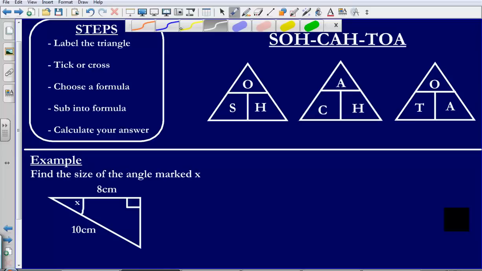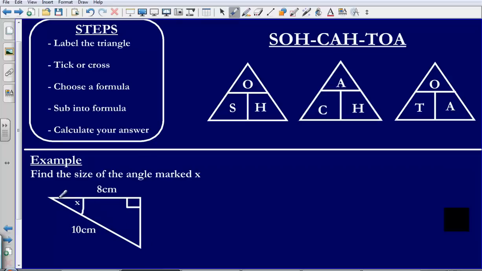First off, we need to label our triangle. So in order to do this, first of all, I need to work out where is my hypotenuse. My hypotenuse is my longest side of the right angle triangle. So that side there is my hypotenuse. Then this side here is my opposite. The opposite is opposite where the angle is. Then lastly, the side that hasn't been labelled yet, this is what we call the adjacent.